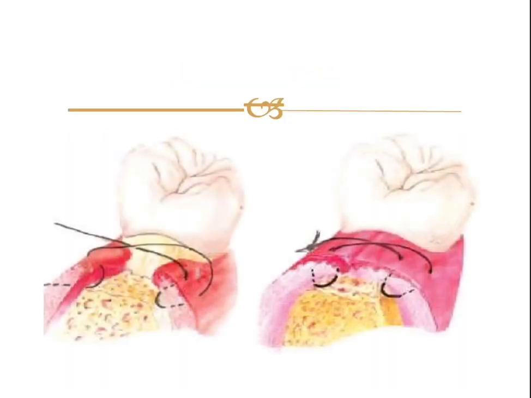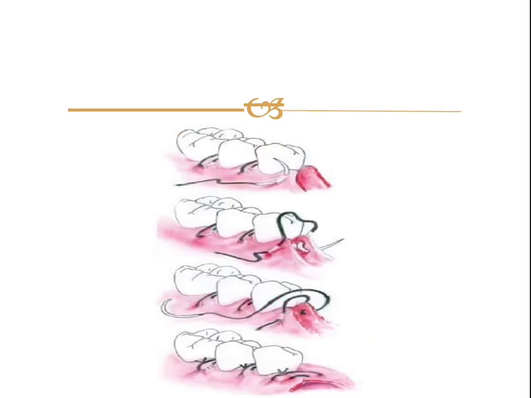So this is how the vertical mattress suture looks in the embrasure area. Both these techniques are for the tight closure of the buccal and palatal flaps in the embrasure areas. Here you can see how the vertical mattress suture looks like.